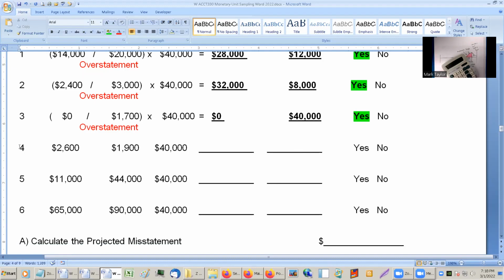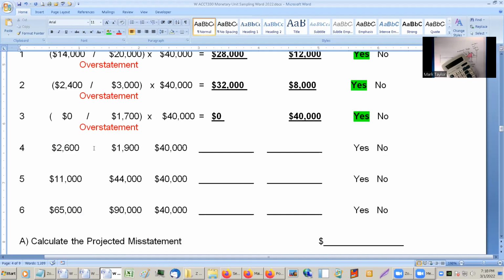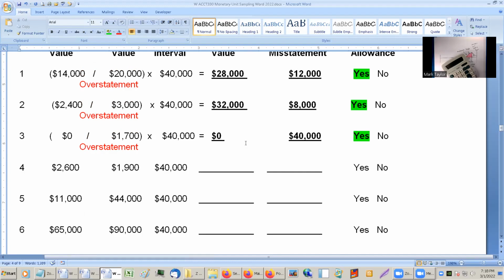Something is different on number 4. What is it? What's different on number 4 than on 1, 2, and 3? The amount is higher than the interval. This is an understatement.